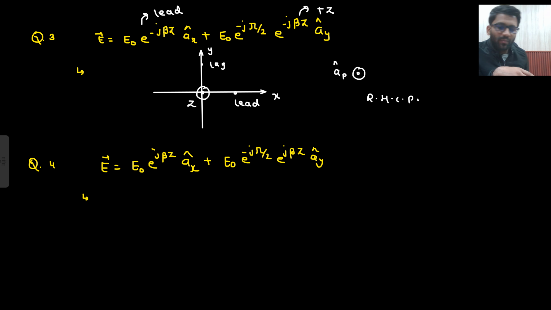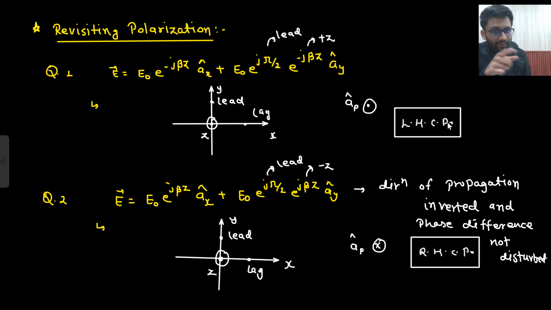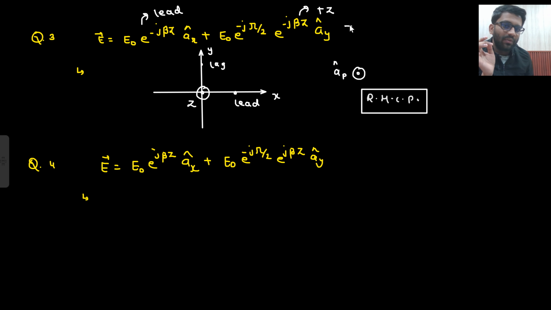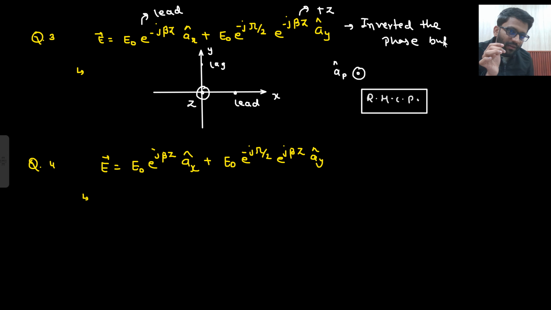So we are coming from left hand circularly polarized to right hand circularly polarized when I only changed the direction of propagation, when I inverted the direction of propagation. Here what did I do? Inverted the phase but kept the direction of propagation the same.